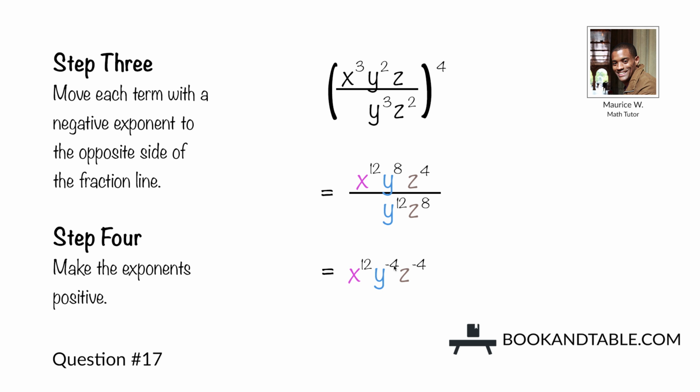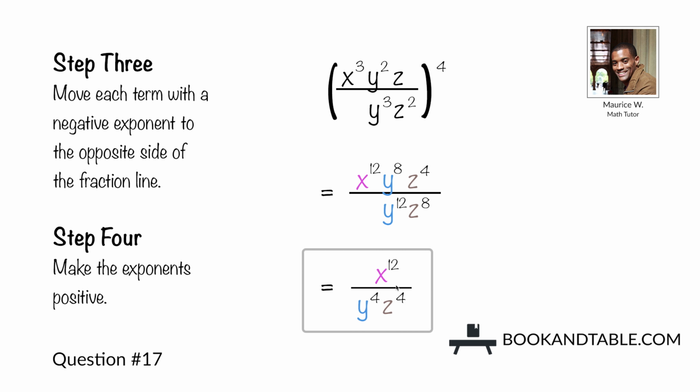So step 3, move each term with a negative exponent to the opposite side of the fraction line. And step 4, make the exponents positive. So we're going to move y and z from the numerator to the denominator, giving us a final answer of x to the 12th divided by y to the 4th times z to the 4th.